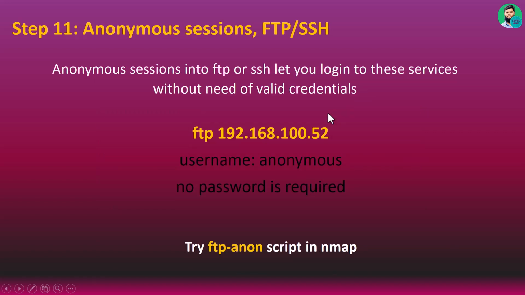Step 11. Anonymous sessions into FTP or SSH let you log into these services without need of valid credentials. And Nmap even has a script, ftp-anon, to test if the target allows anonymous connection. If allowed, use the FTP utility in Kali to log in. Use the following command for that: ftp, then the IP address. The username will always be anonymous and no password is required. If you find something, use the get command to download that file onto your local system.